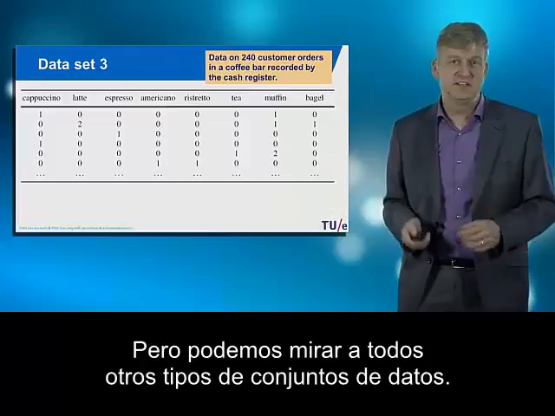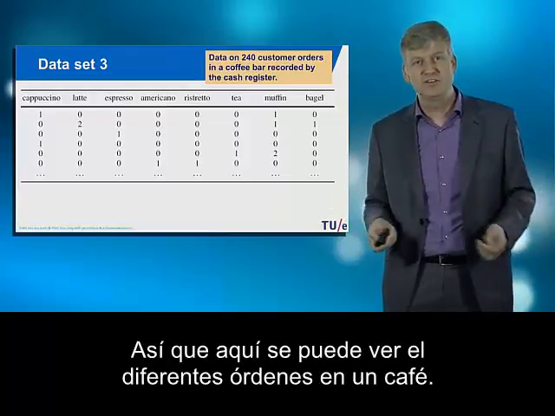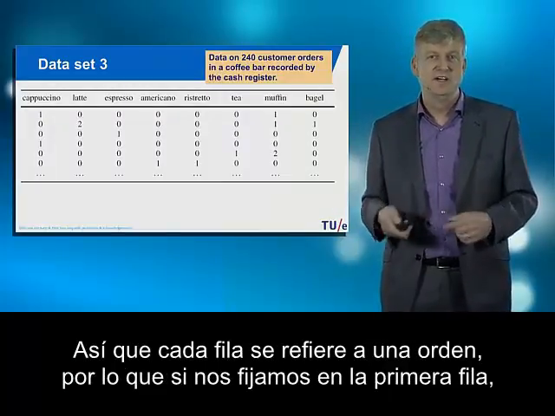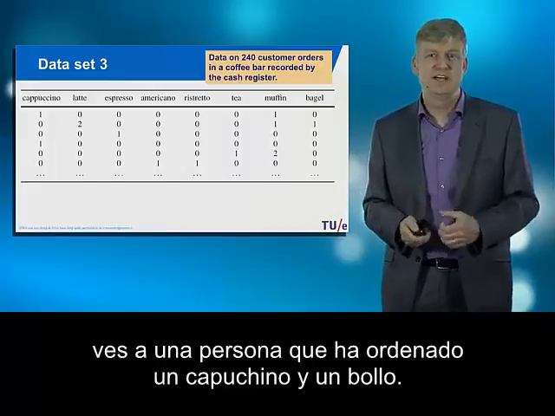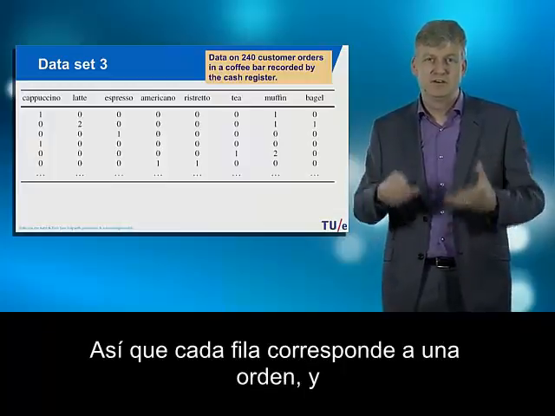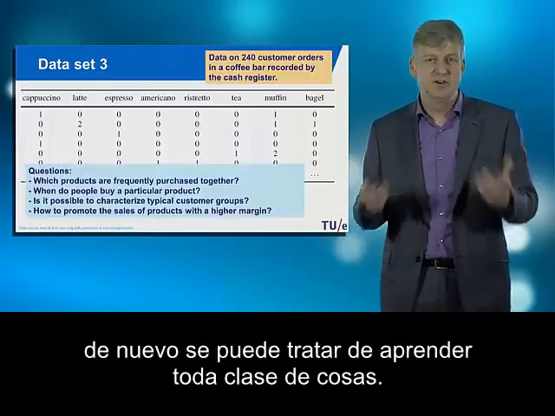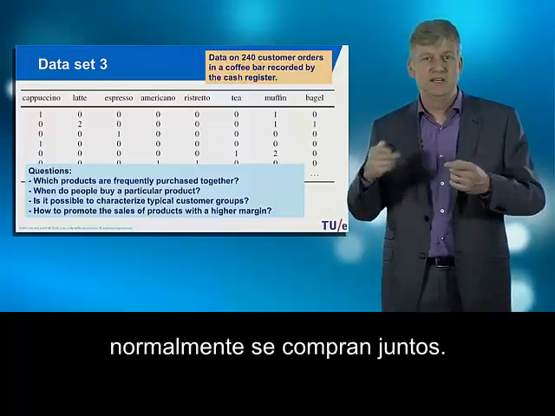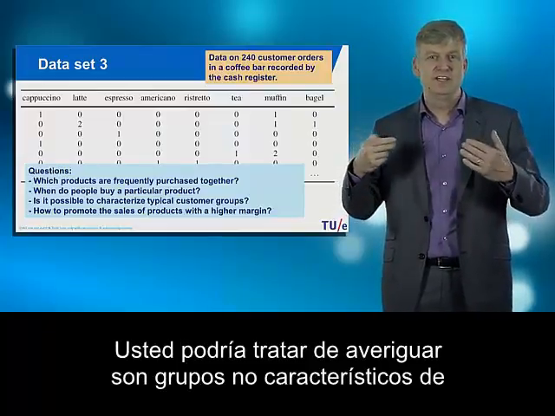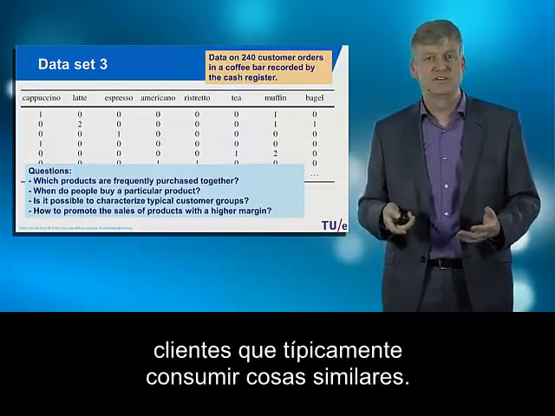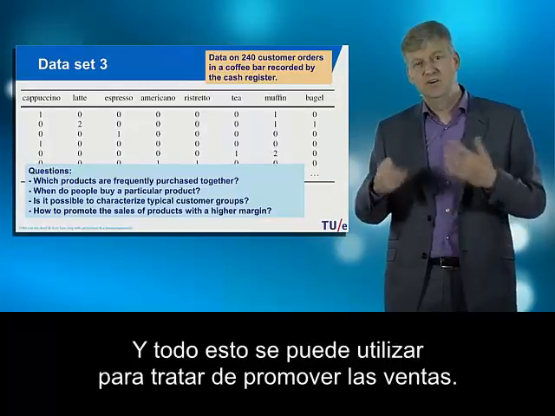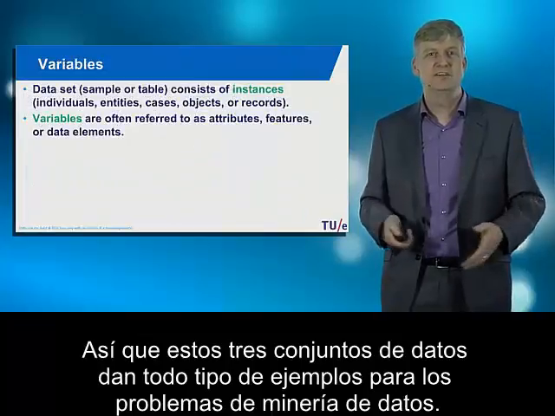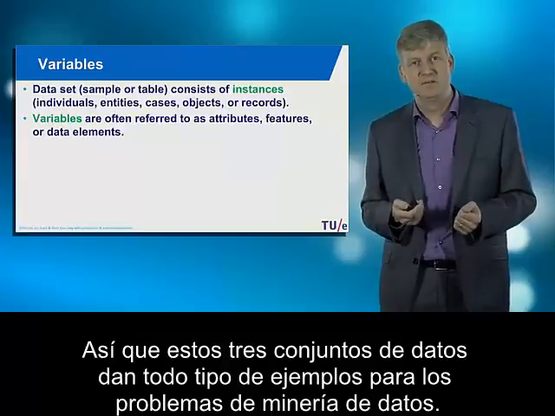But we can look at all kinds of other data sets. So here you can see the different orders in a cafe. So every row refers to an order. So if you look at the first row, you see a person that has ordered a cappuccino and a muffin. So every row corresponds to an order. And again, you can try to learn all kinds of things. So you can try to find out which are the products which are typically purchased together. You could try to find out, are there characteristic groups of customers that typically consume similar things? And all of this can be used to try to promote sales. So these three data sets give all kinds of examples for data mining problems.